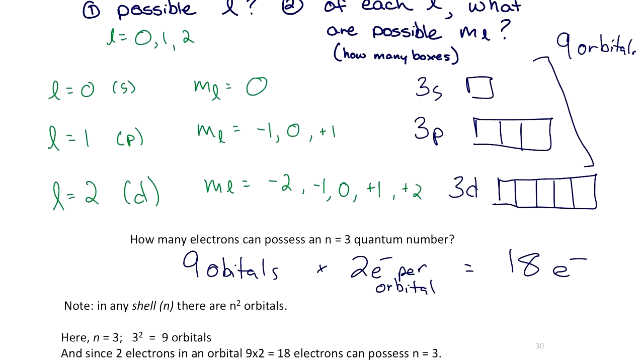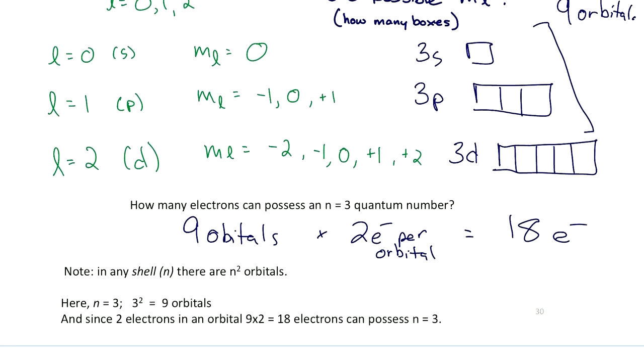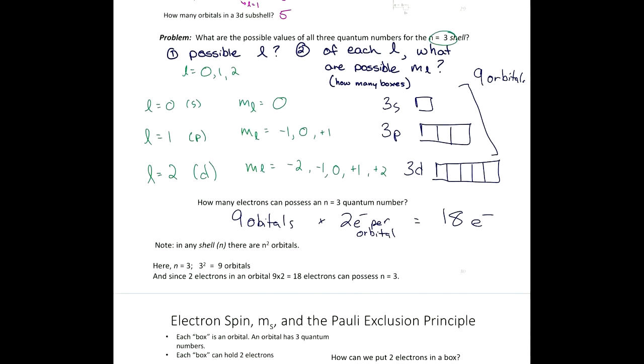Okay, and so I think I have the tricks here. For any n value, the number of orbitals, the number of boxes that you'll see will always be n squared within that shell. And then since there are 2 electrons in an orbital, double that number to get how many electrons you can fit in that shell, in that n value. So those are our rules for the first 3 quantum numbers.